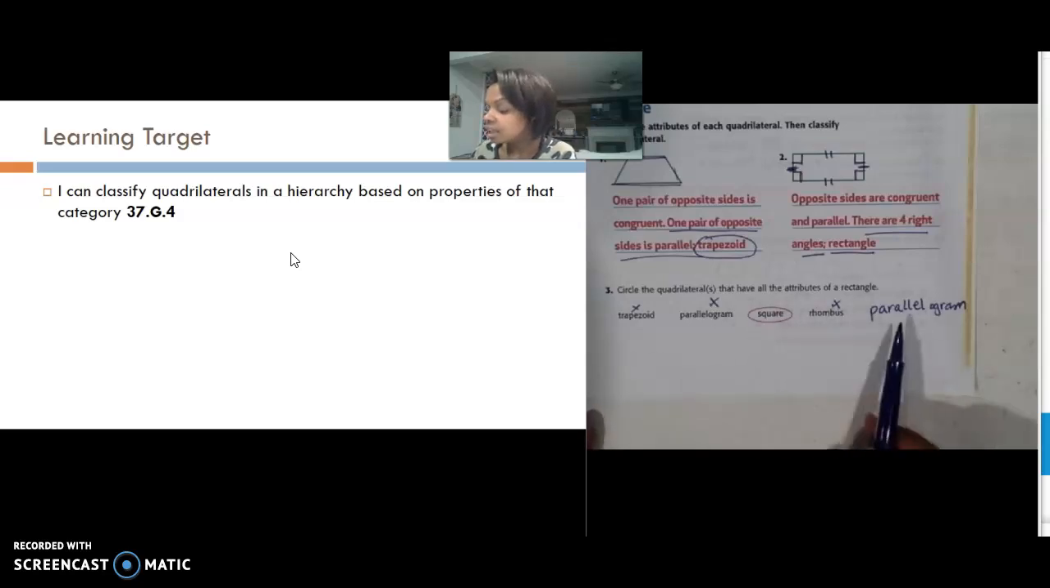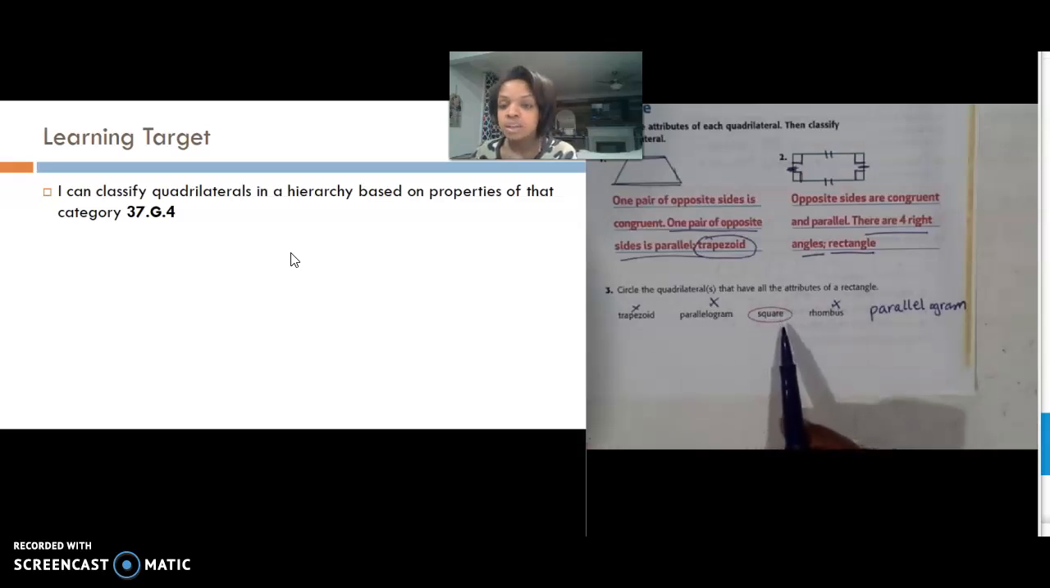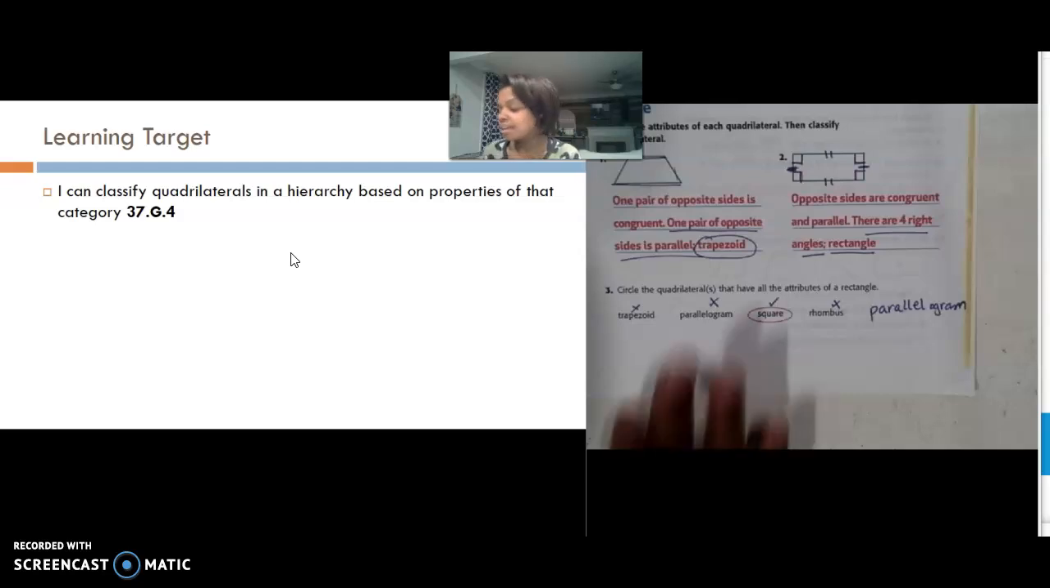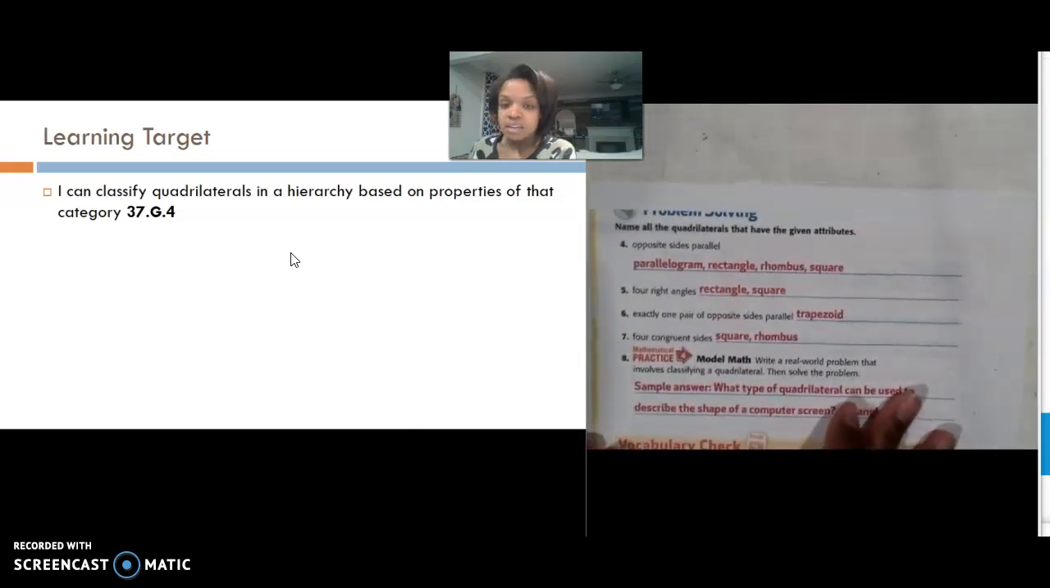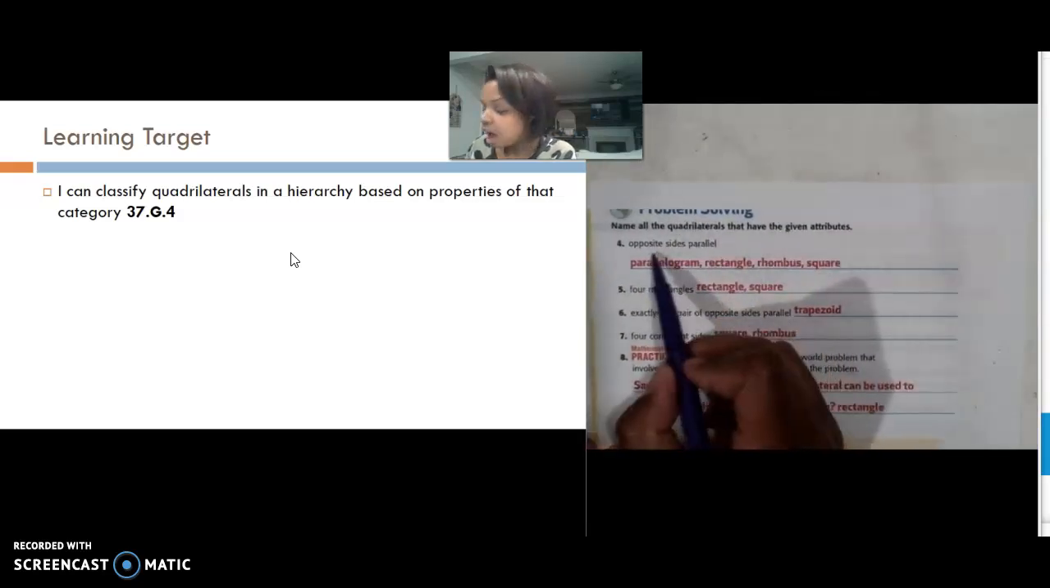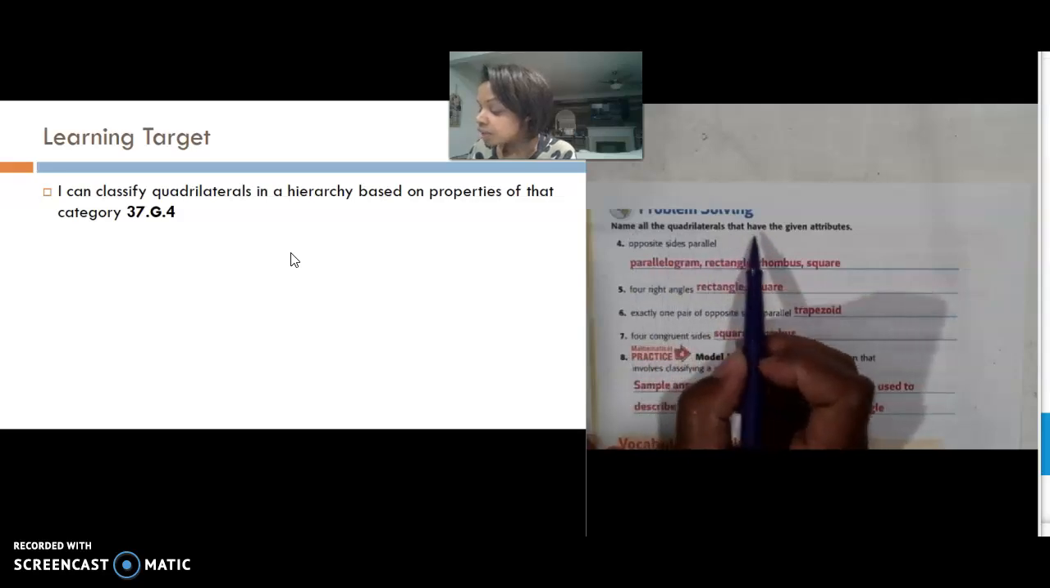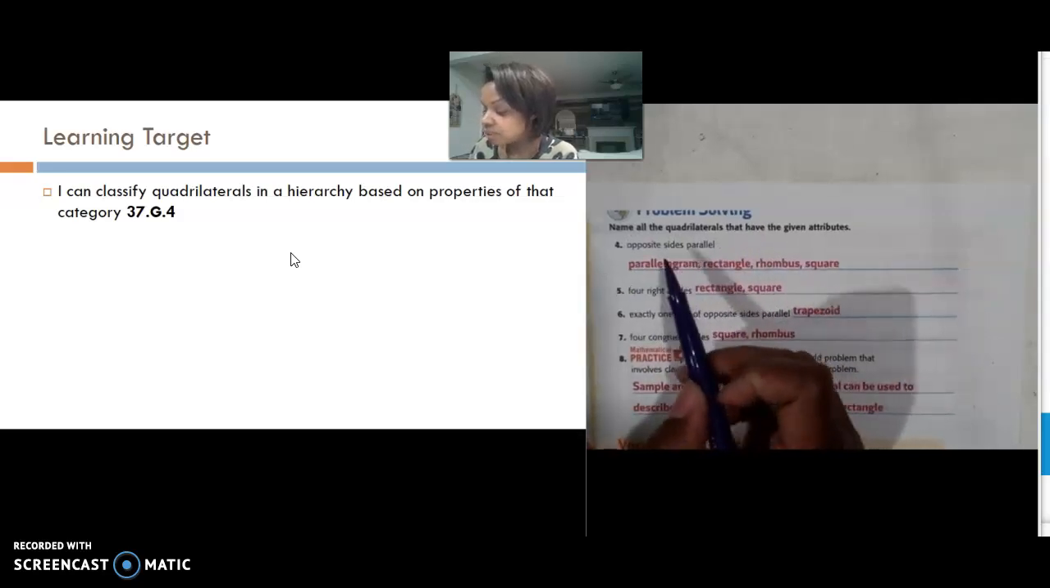Well, let's go back and look at our square. A square is a parallelogram. It has 4 right angles. So a square is the only quadrilateral that has all the attributes of a rectangle. All right, let's flip it over to the back. For number 4, opposite sides, name all the quadrilaterals that have these given attributes.